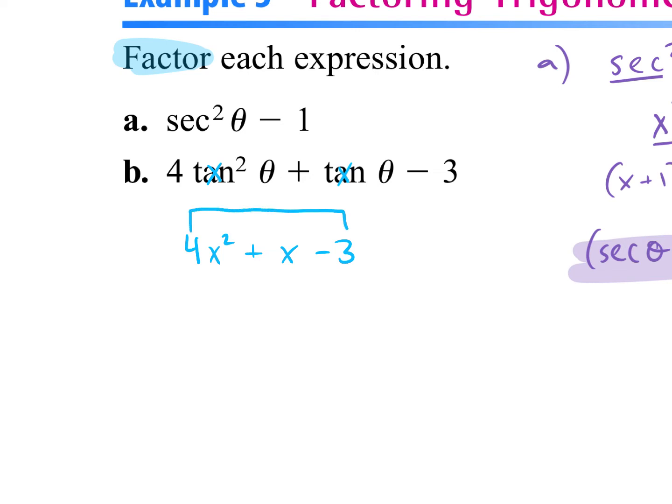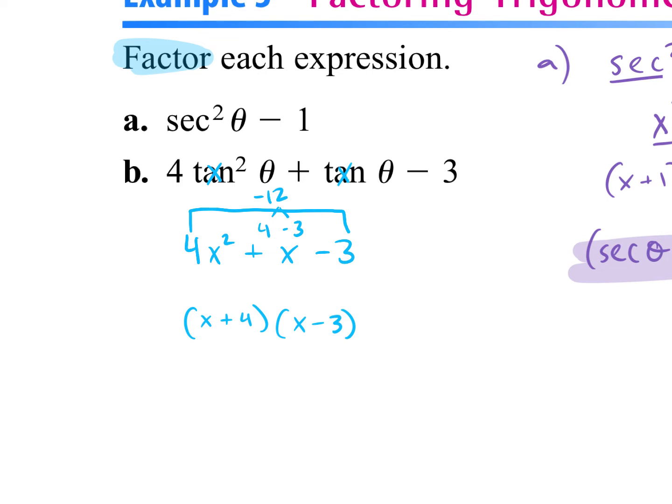Awesome. Multiply the first times the last. Anytime we start with a leading coefficient that's not 1, you have to multiply the first times the last. So I get negative 12. What are two factors of negative 12 that add to 1? Positive 4 and negative 3. So this would be x plus 4 and x minus 3.